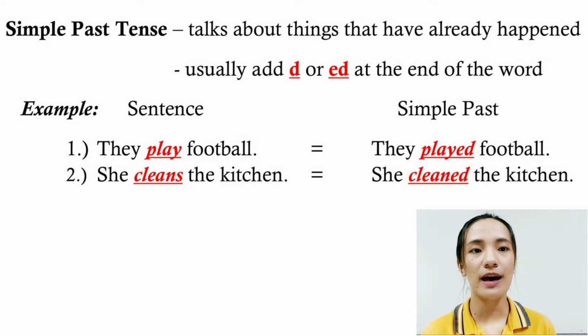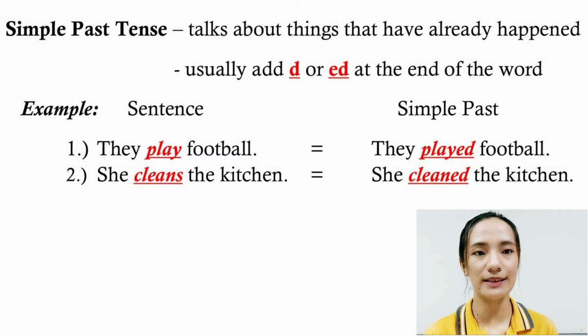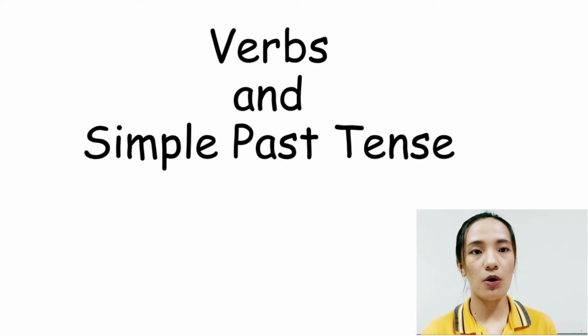Next sentence. She cleans the kitchen. The action used is cleans. Now, the simple past is cleaned. So the sentence here is, she cleaned the kitchen. Okay, so that's all for the verb and simple past sentence.